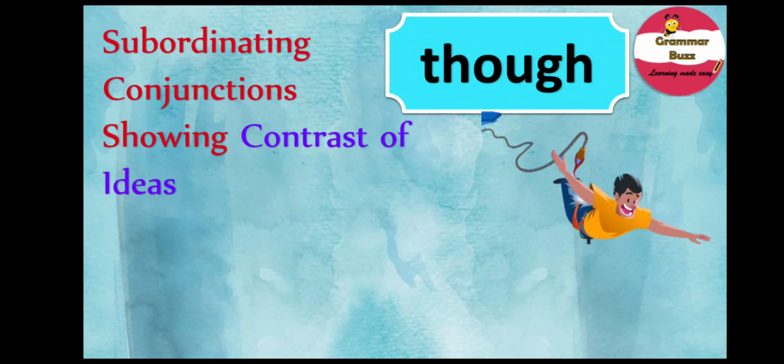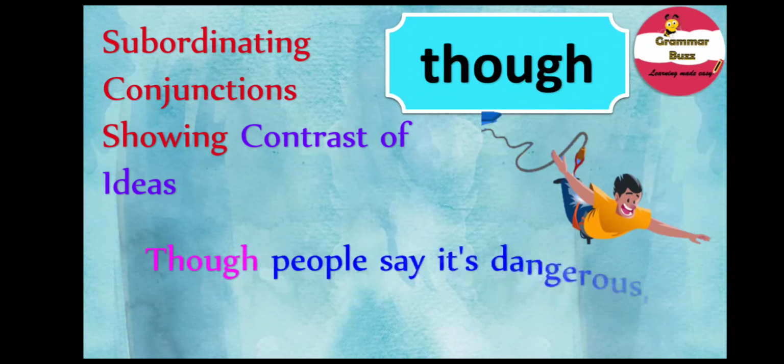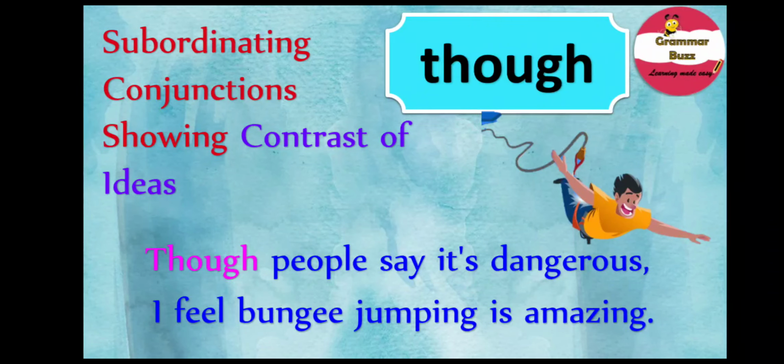Okay. So here comes the first sentence for you. Though people say it's dangerous. So again the question arises in our mind, so what? Let us complete the meaning of this sentence and remove that question, so what, from our mind by joining this sentence to an independent sentence. And the independent sentence in this case is, I feel bungee jumping is amazing.